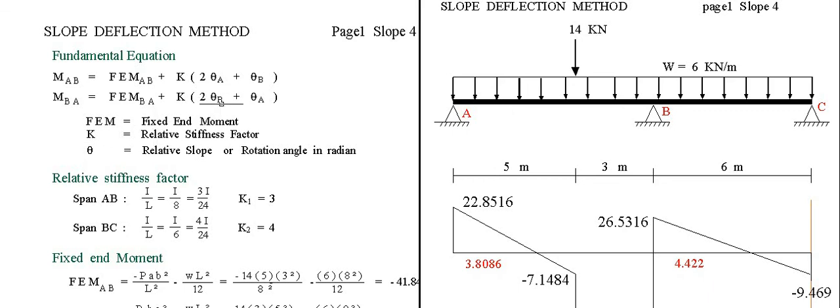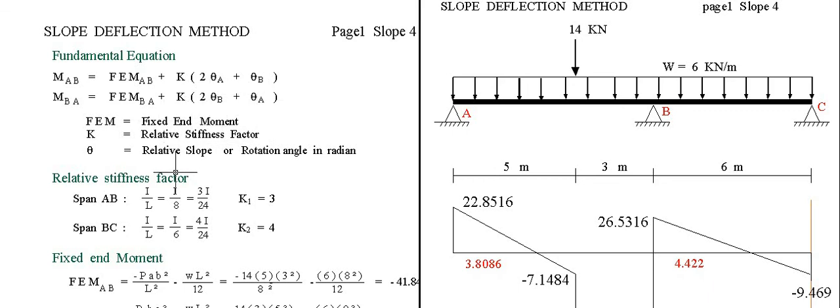You will notice that the sequence of the subscript will follow this: B first, then A, twice theta B, then plus theta A. Same here also, first theta A, twice theta A plus theta B. So it is very easy to follow. Just follow this subscript.